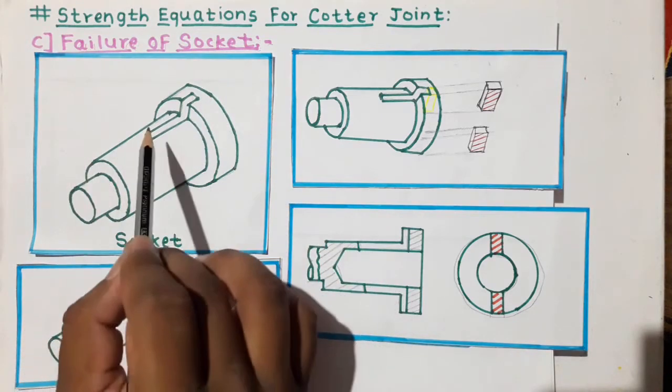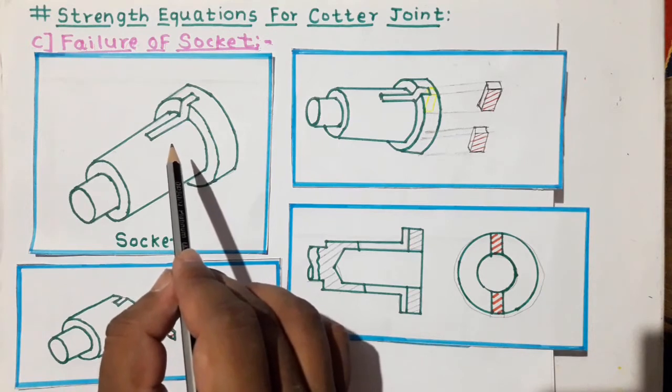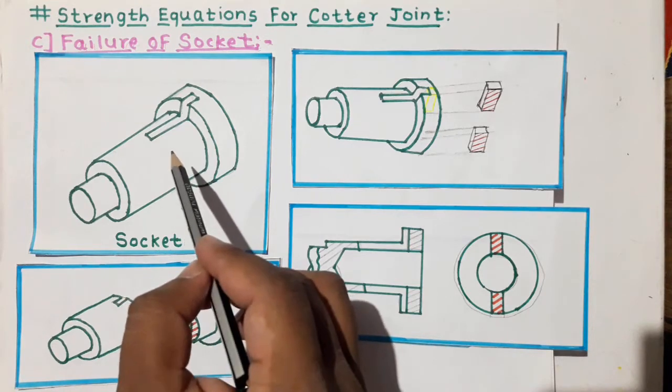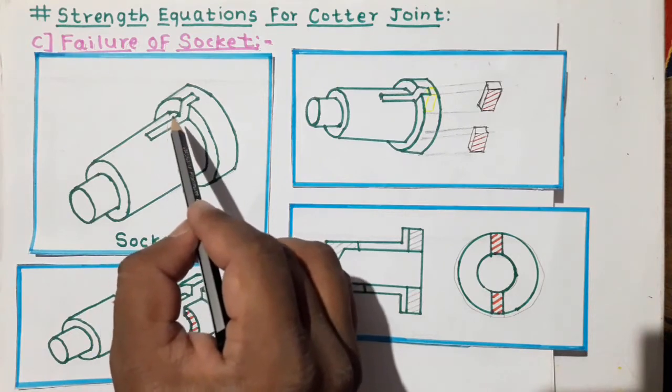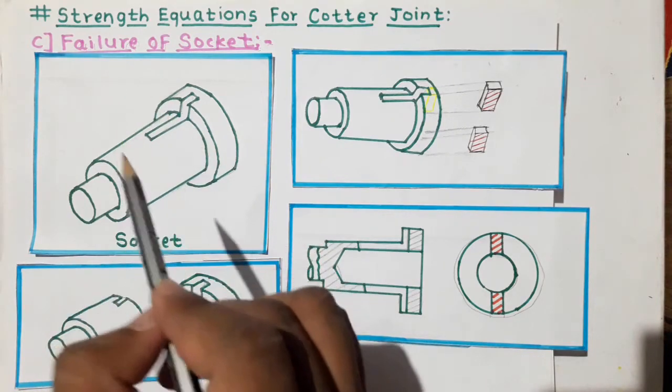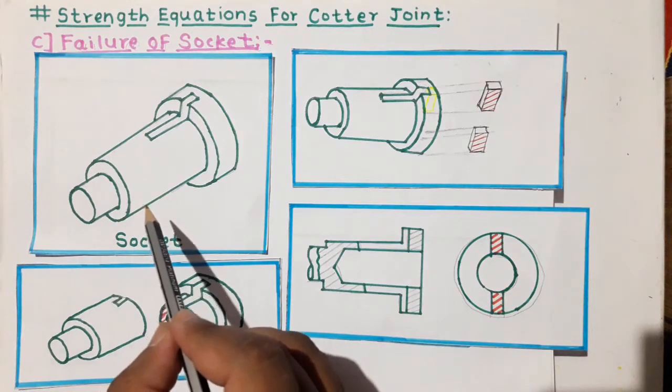Now this is the socket, and this socket has one end hollow portion, in which we have to fit the spigot. It has a slot, and through this slot we have to insert the cotter. So this socket will fail under three types of stresses.